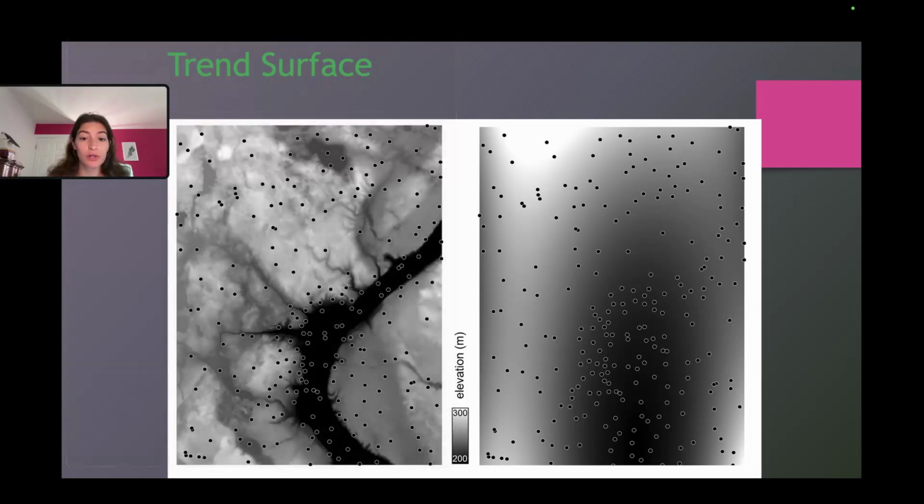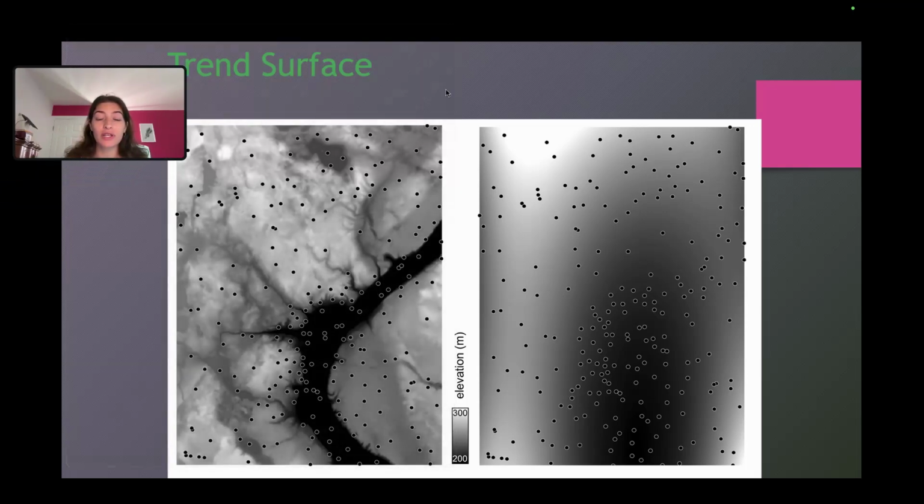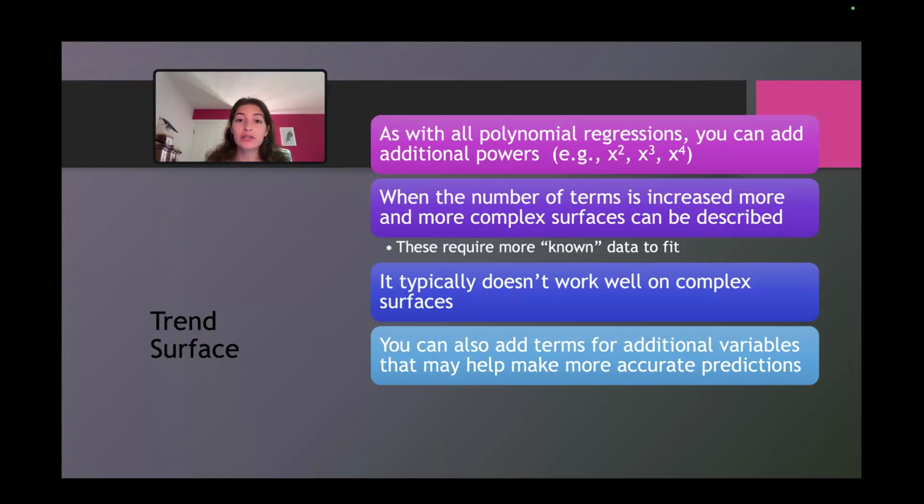So here is your visual of trend surface on the left, and then the actual application on the right. For the trend surface, such as with polynomial regressions, you can add additional powers. And when the number of those terms increases, more complex surfaces can be described. So this is more known data to fit. Again, when your number of terms is increased, you can describe more complex surfaces because you're covering more area.